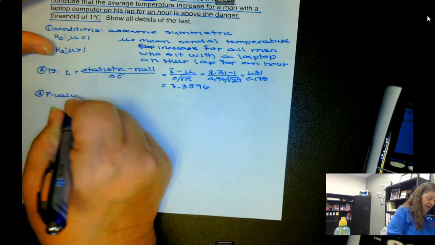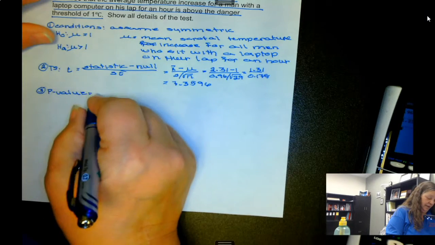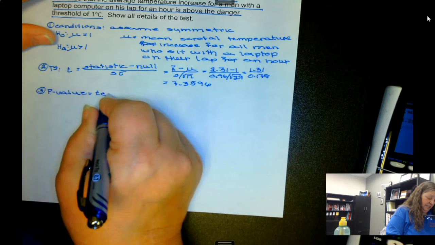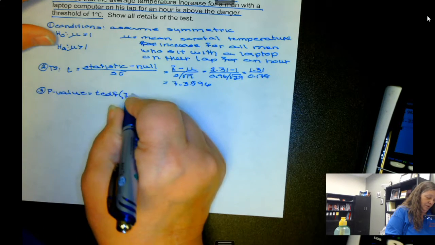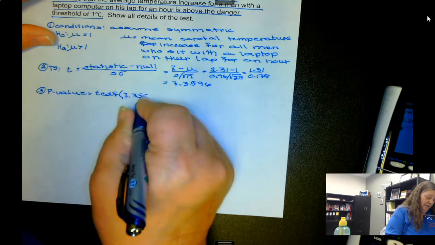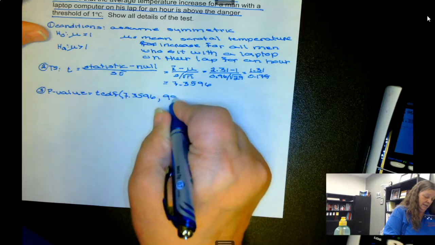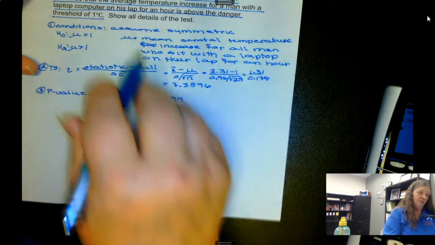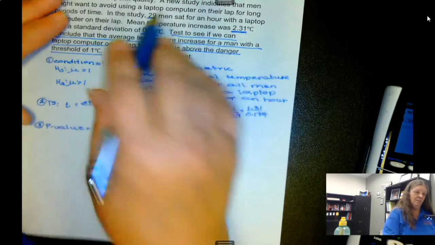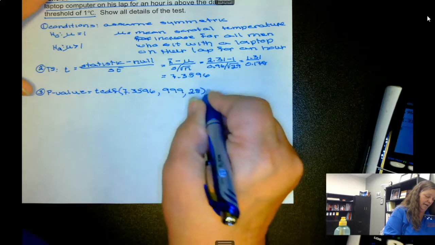So for the p-value, this is a right tail because it's greater than. So we're doing TCDF. Since it's a greater than, 7.3596 is our lower limit. 999 is our upper limit. Degrees of freedom is the sample size minus 1. So degrees of freedom is 28.